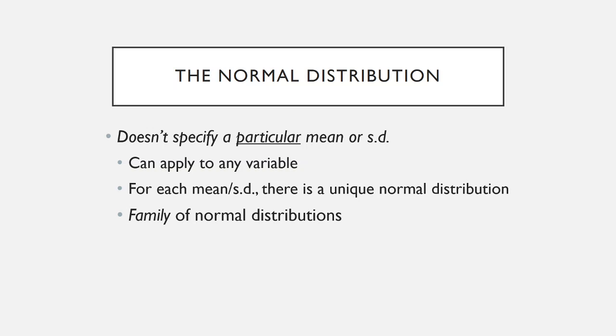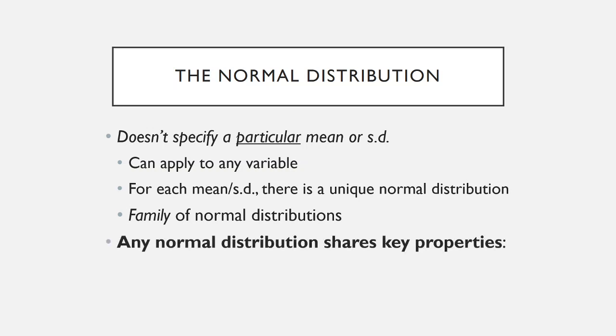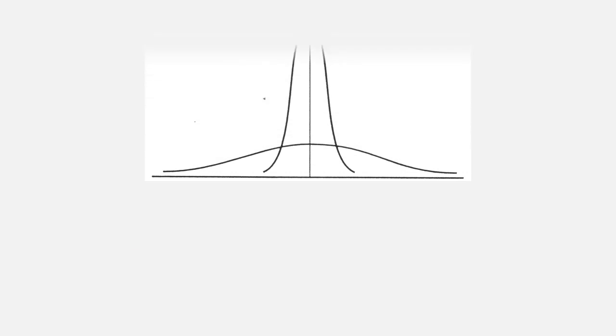Again, what this means is that for any theoretically possible mean and standard deviation combination, there is a unique normal distribution for that pairing. Any normal distribution, though, is going to share certain key properties. Again, for data to be relatively normally distributed, it does not need to perfectly demonstrate these properties, but it does need to approximate the basic shape that we're about to see.